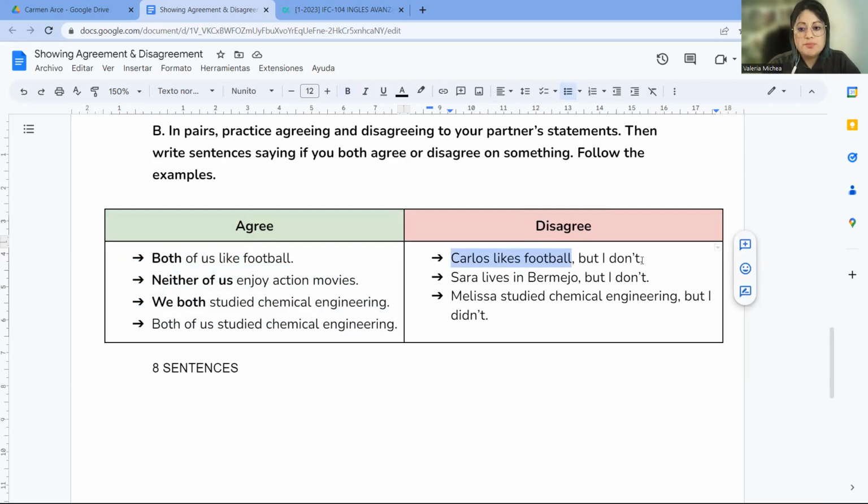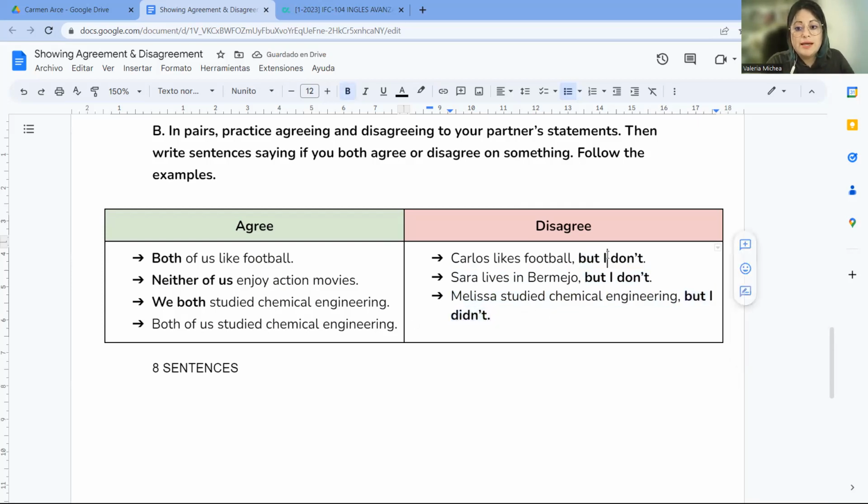So where is the disagreeing part? At the end, but I don't. That's a way in which you can disagree. Sara lives in Bermejo, but I don't. Again, I'm disagreeing. I don't live in the same place as Sara. Finally, we have Melissa studied chemical engineering, but I didn't. Right? So I'm disagreeing with Melissa because I didn't study the same. I don't have the same experience as her.